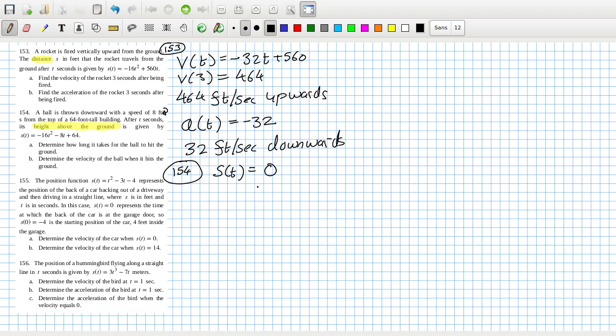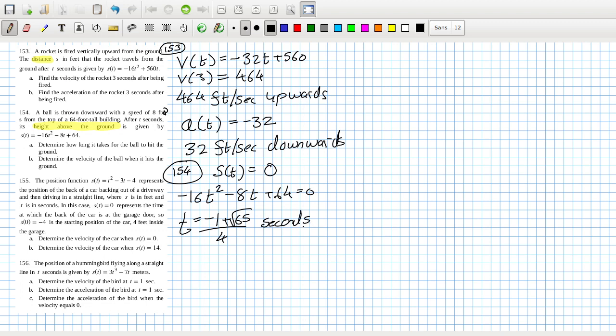Height would be 0. Minus 16t squared minus 8t plus 64 equals 0. And we can just use the quadratic formula or whatever we desire to solve this quadratic. And we'll get two answers. t equals minus 1 plus root 65 over 4 seconds. And the second answer is the negative answer, so we'll just go with the positive answer.